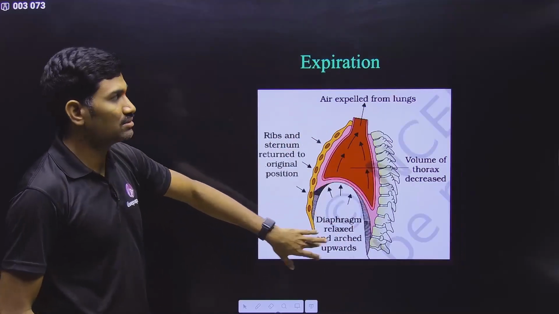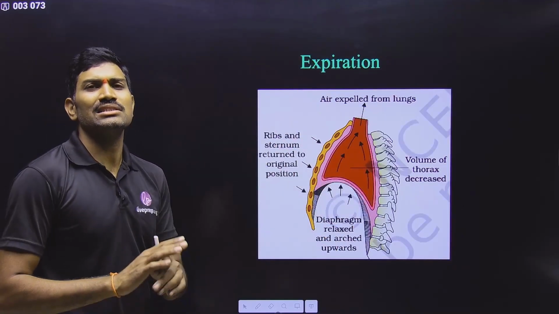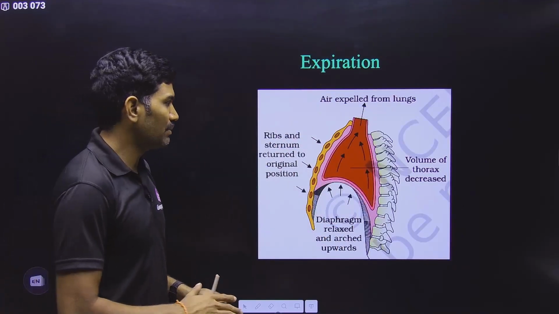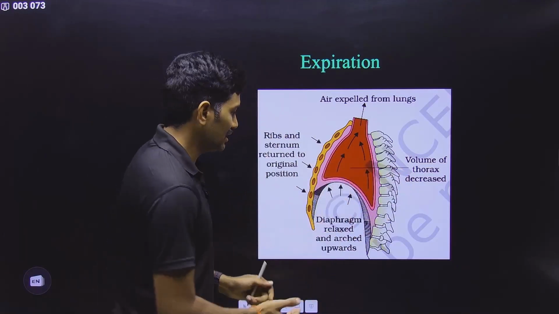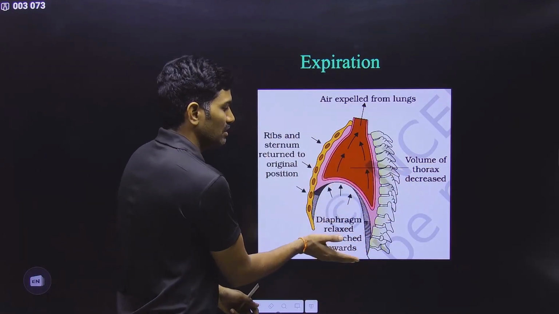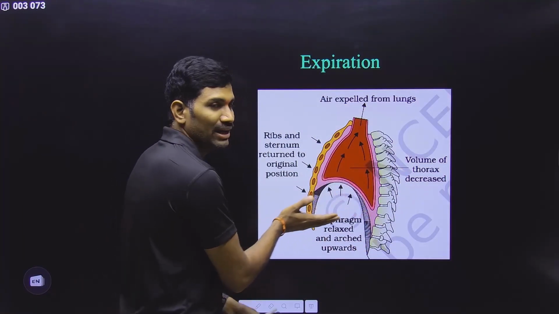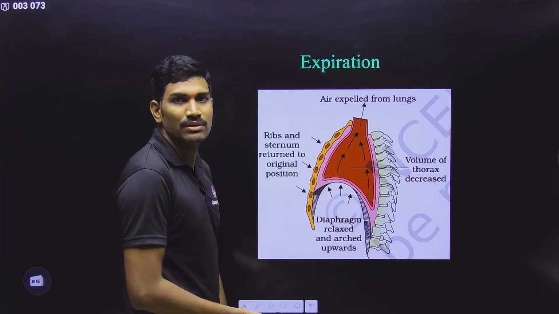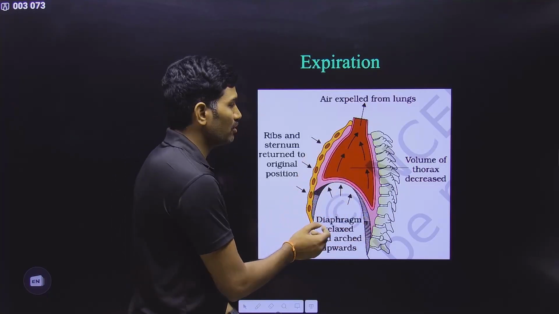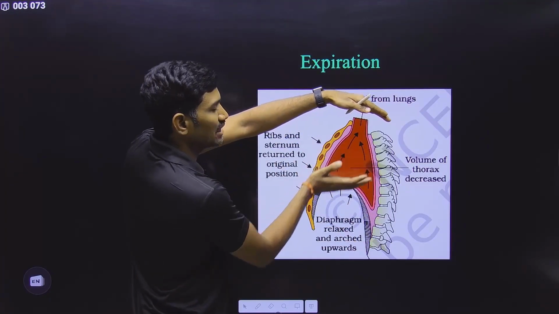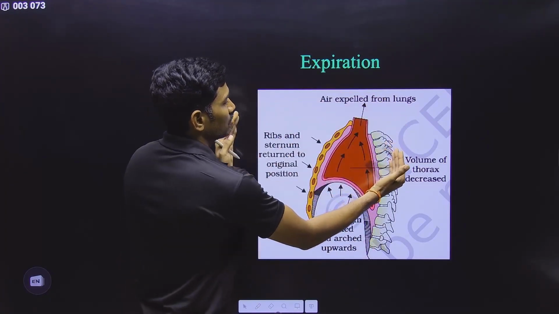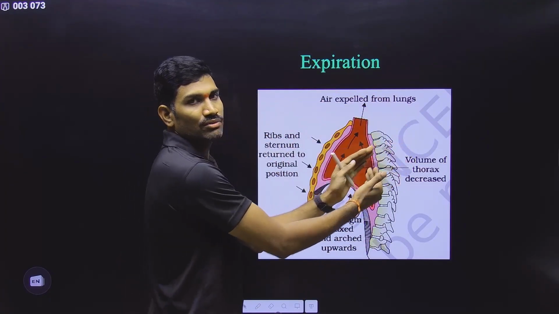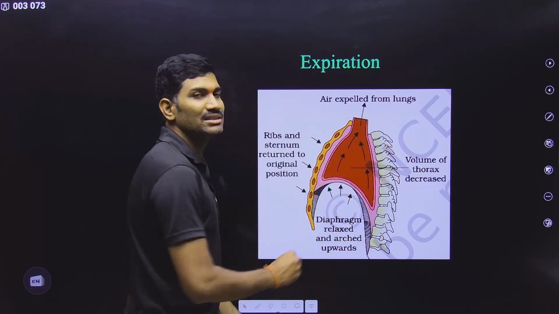That is called inspiration. What is expiration here? It is simply the opposite. The volume should be decreased. How will it decrease? The diaphragm, which became almost flat, is now relaxed to return to its dome shape. Because of this, anterior-posteriorly the volume decreases. The external intercostal muscles relax, so dorsoventrally the volume decreases. Overall volume is decreased.